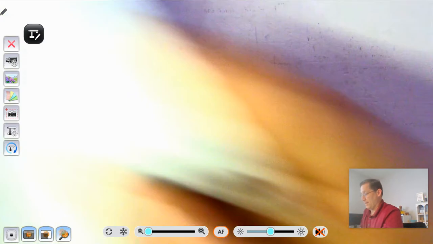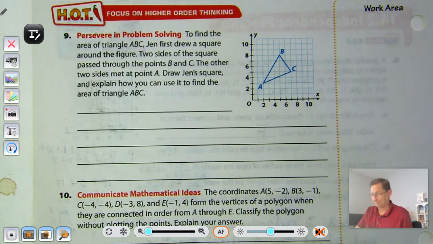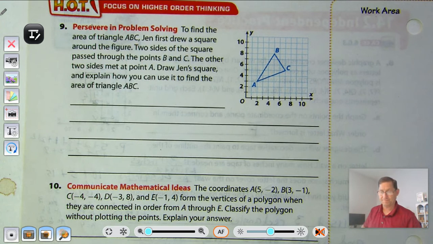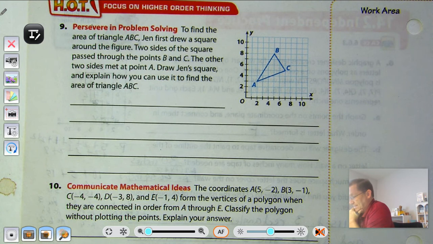Okay. All right. Number 9. So persevere in problem solving. To find the area of triangle ABC, Jen first drew a square around the figure. 2 sides of the square pass through point A. Two sides of the square pass through the points B and C, and the other 2 sides meet at point A. Draw Jen's square and explain how you can use it to find the area of triangle ABC.